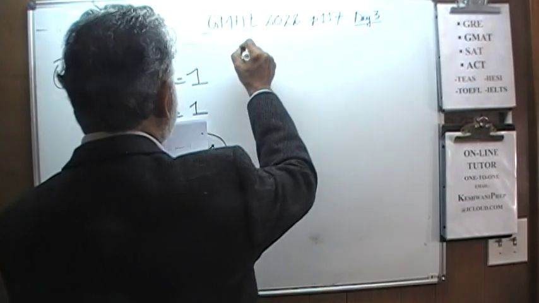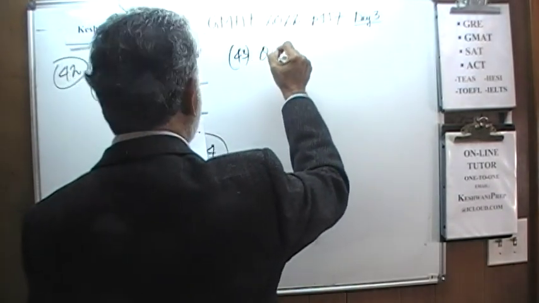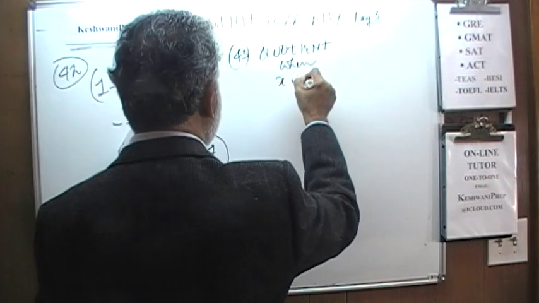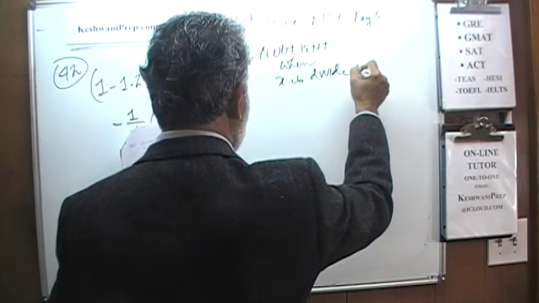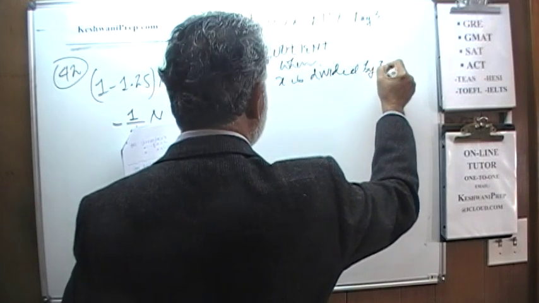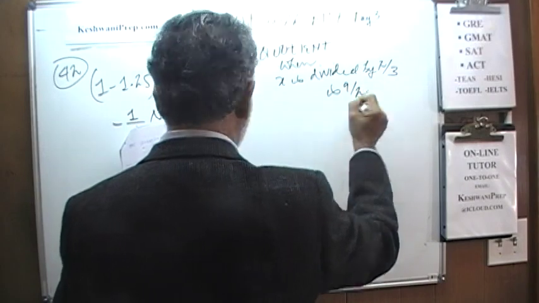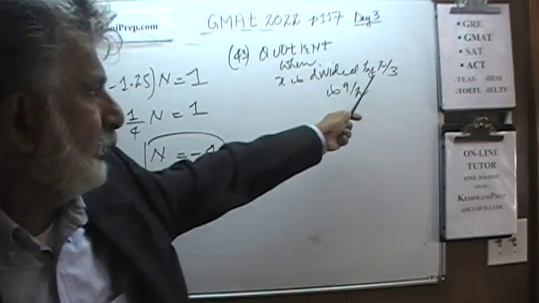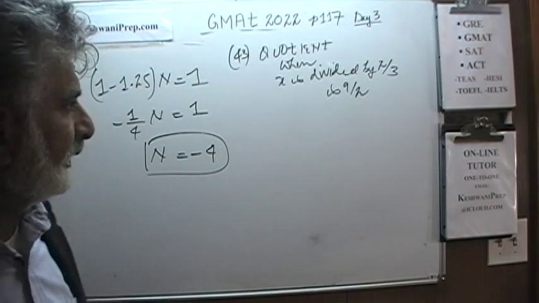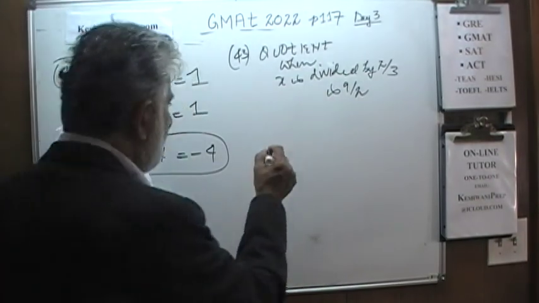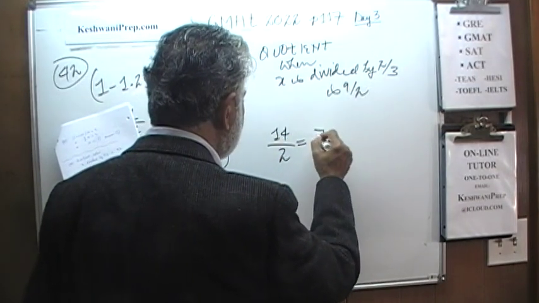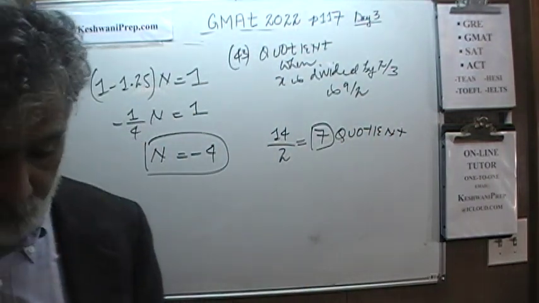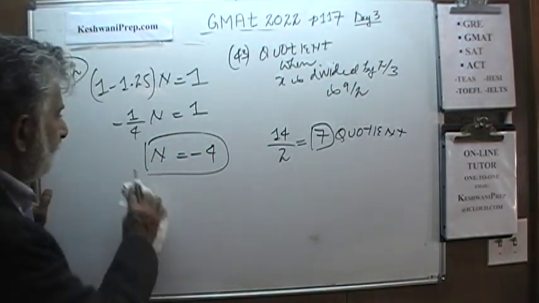Number 43. Quotient when x is divided by two-thirds is 9/2. The question is, what is the value of x if when we divide x by two-thirds, the result is 9/2? What does quotient mean? For example, if you will divide 14 by 2, 14 divided by 2 is 7. This is called quotient. Quotient is the result of division. Quotient is the end result of division. So that's what we're going to do here. We're going to divide here.